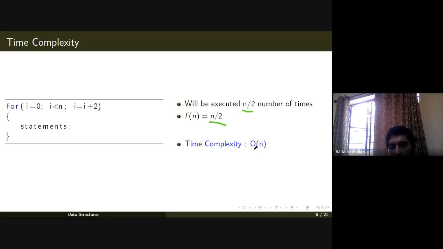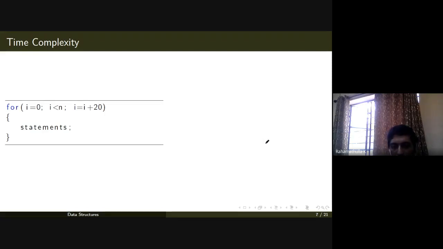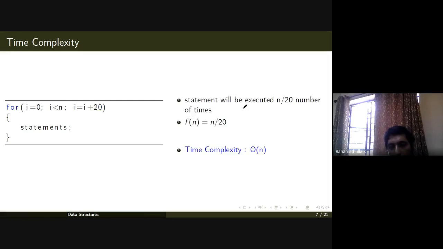Total time complexity is once again order of n. This corresponds to a polynomial, and the degree of the polynomial is 1, which means that the time complexity is order of n. What about if the value of i is incrementing as i equal to i plus 20? Still the statement will be executed n by 20 number of times, and the polynomial corresponding to this can be written as f of n equal to n by 20, and we denote the time complexity as order of n.